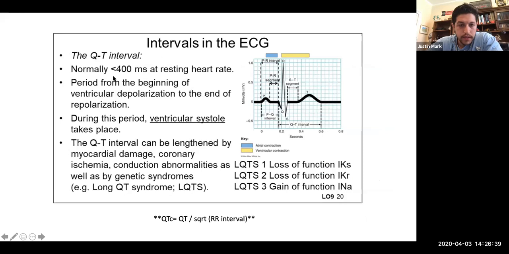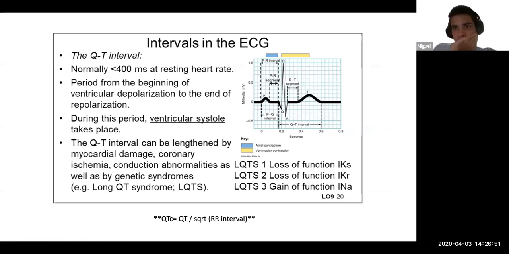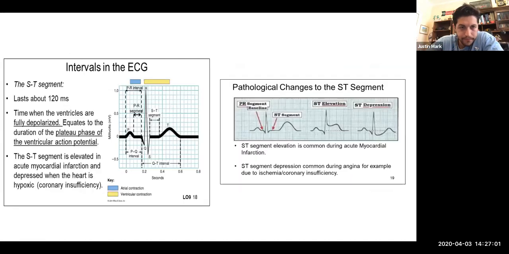We have the QT interval. This is actually very, very important because if we have a prolonged QT interval, we can have some serious results, could lead to cardiac death. So normally it's around 400 milliseconds. And I'm going to talk about long QT interval and short QT intervals a little bit later. But the text is there just for you guys to review.